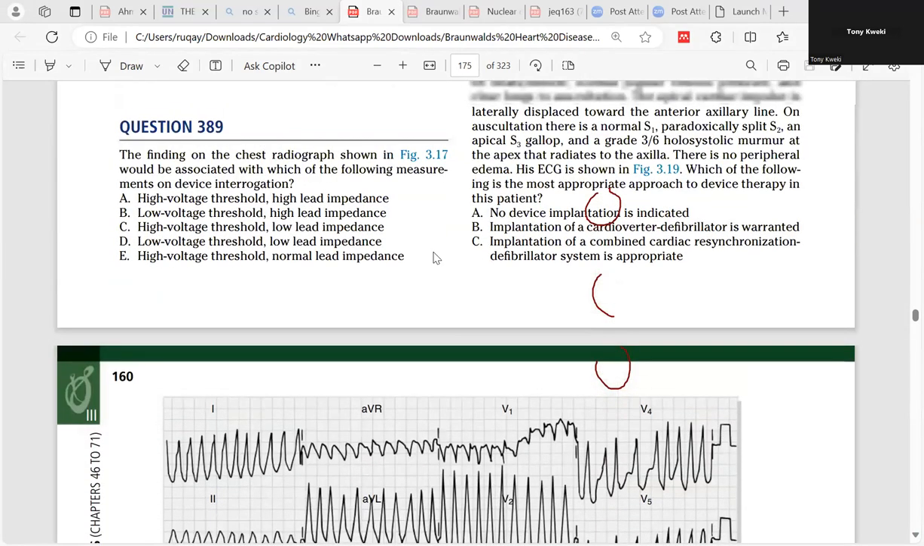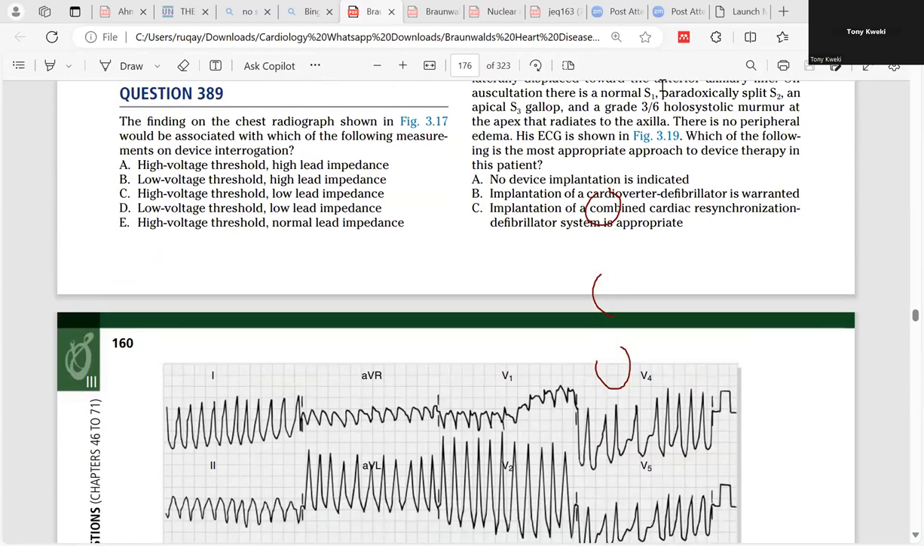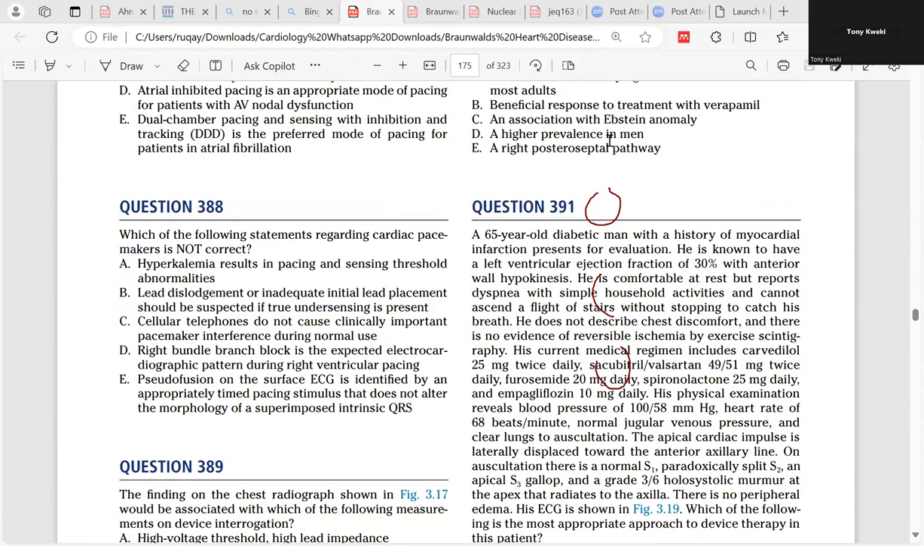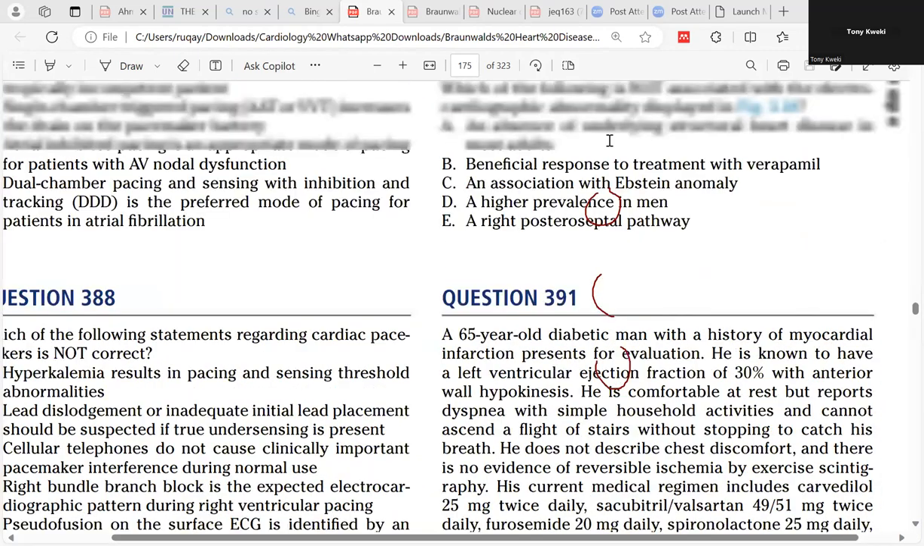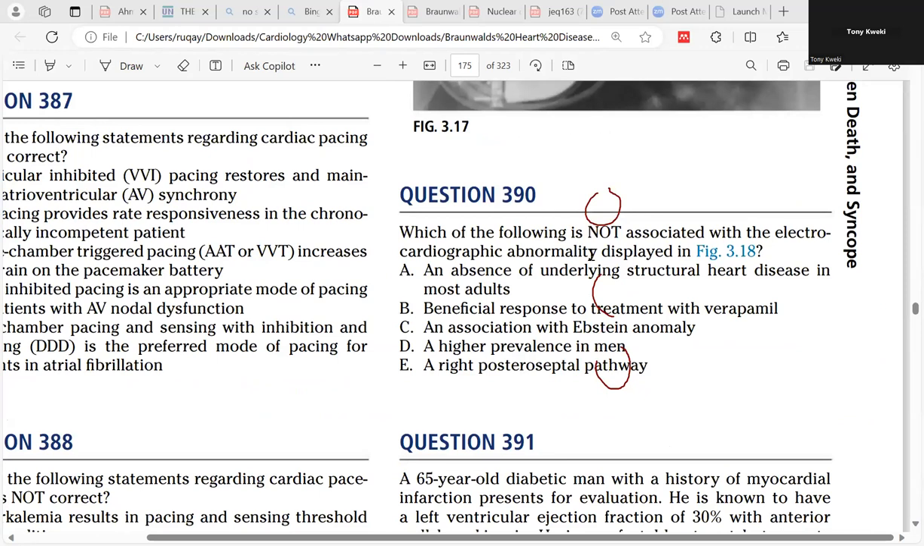Let's go back to the options. 390. Which of the following is not associated with the ECG abnormality in figure 3.18, not associated. So A, absence of underlying structural heart disease in most adults. B, beneficial response to treatment with verapamil. C, an association with Ebstein anomaly. D, higher prevalence in men. And E, right posterior septal pathway.